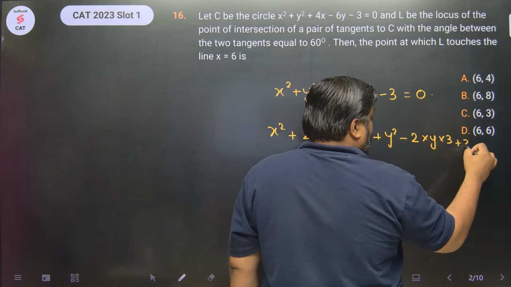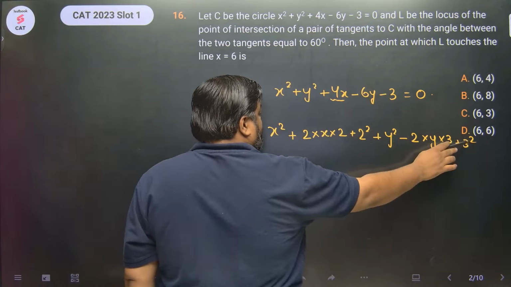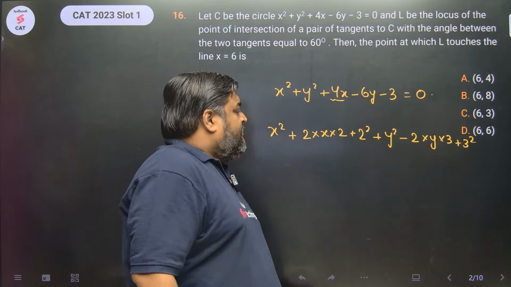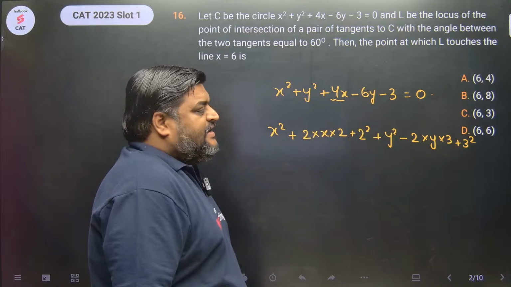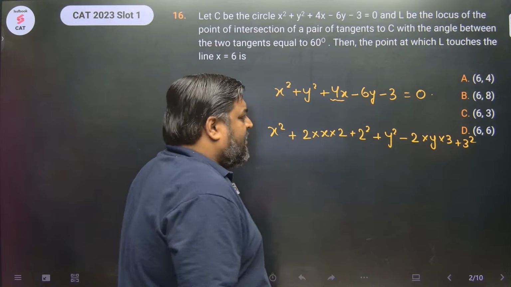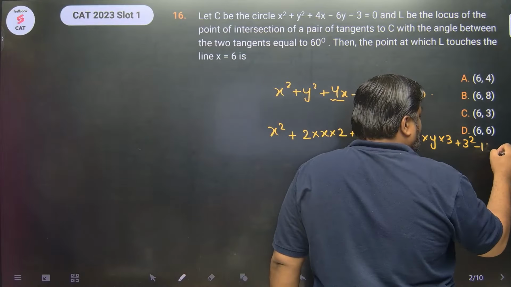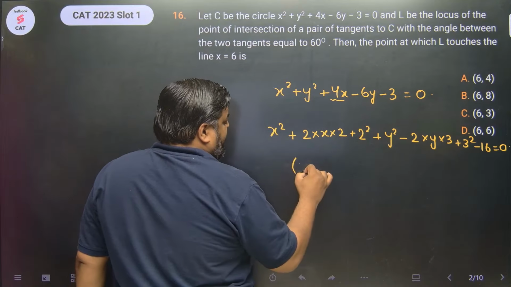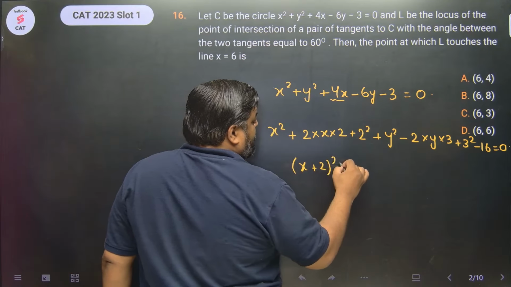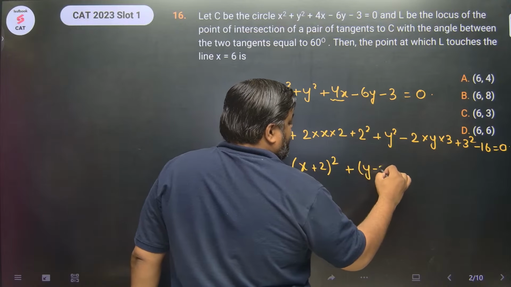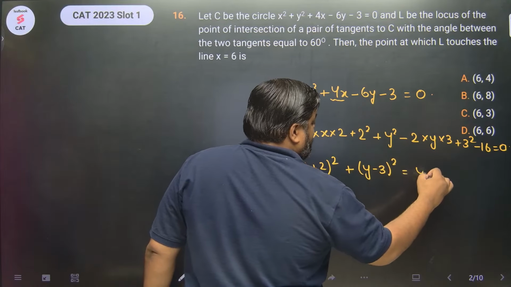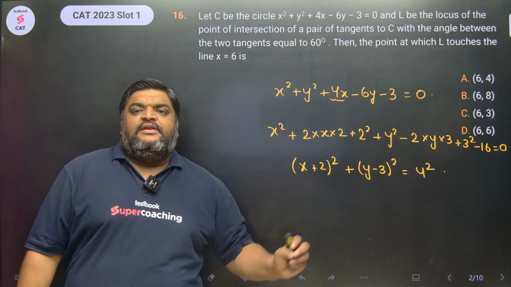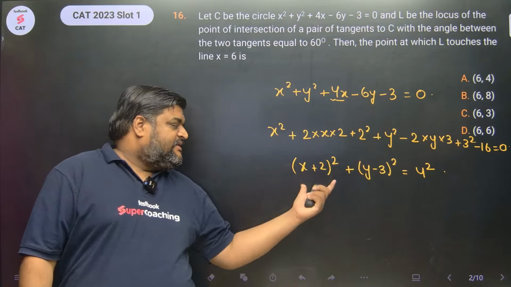So I'll need a 3 square. How much is this? 3 square is 9, 2 square is 4, 13. Minus 3 is there. 9 plus what gives minus 3? 13 plus what will give minus 3? I'll have to add minus 16, equals 0. So this can be written like x plus 2 whole square plus y minus 3 whole square equals 4 square, right? So what is the center of this circle? The center of this circle is minus 2 and 3.